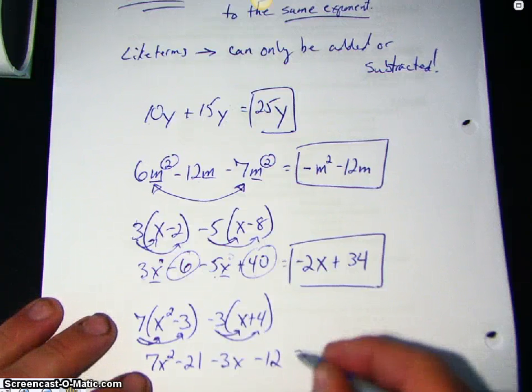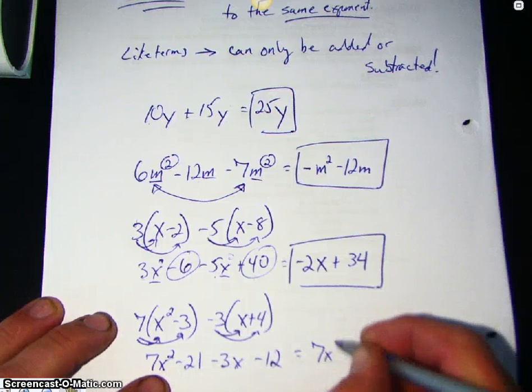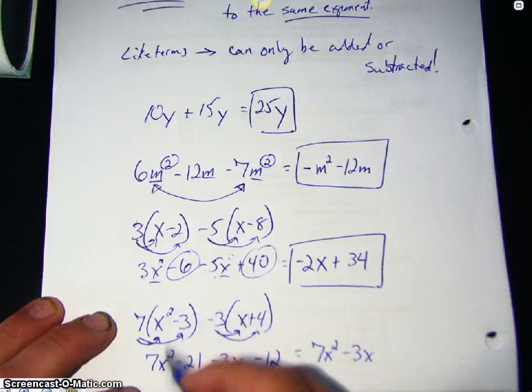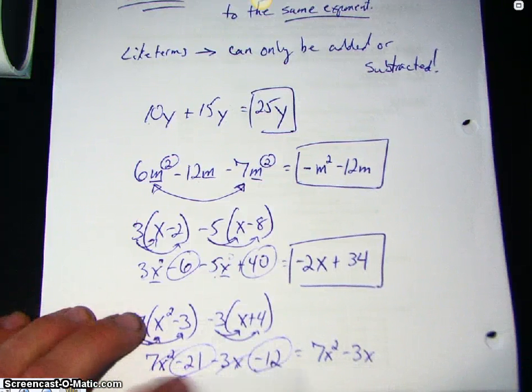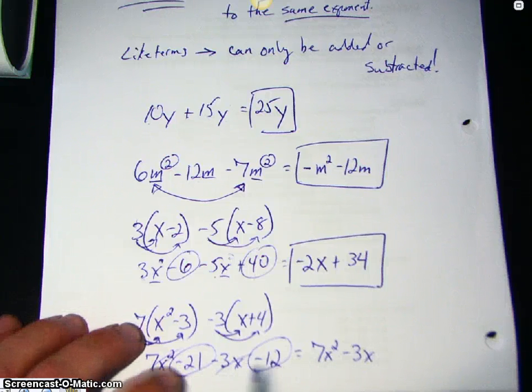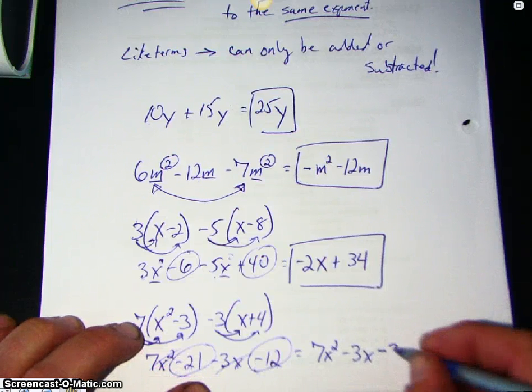Combine like terms. Well, this has x squared. This has x. So neither of these are like terms, so I can just go ahead and keep those. These are like terms because they had no variables at all. So therefore, I can go ahead and add or subtract them. So negative 21 minus 12, since the signs are the same, I can go ahead and add them. So it'll be negative 33.